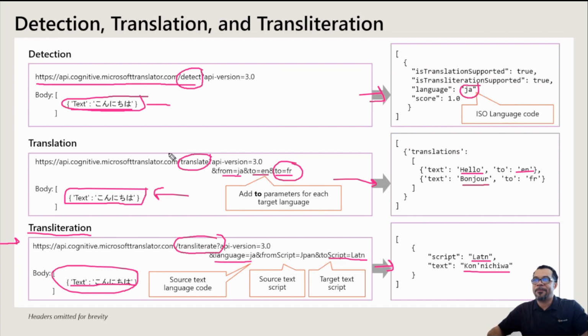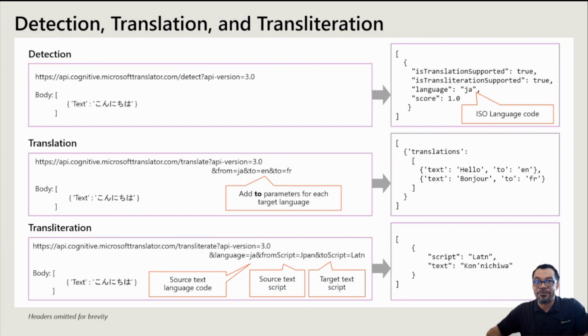So these are examples of how you can do detection, translation, and transliteration of your text. You can just submit it directly into the model.